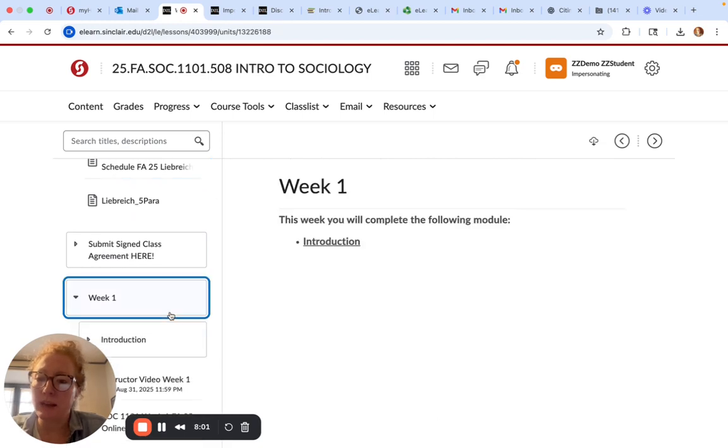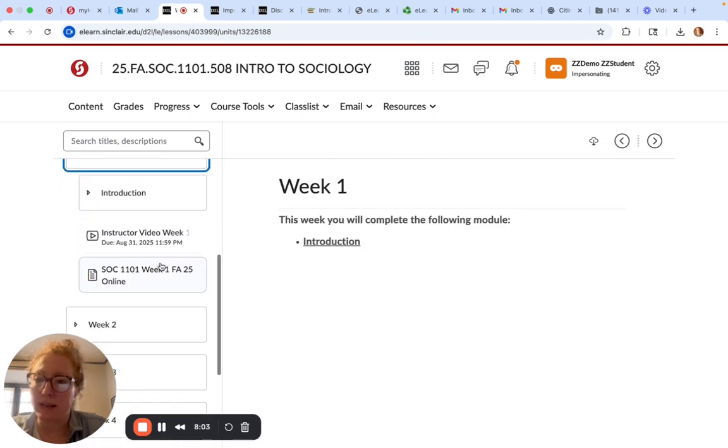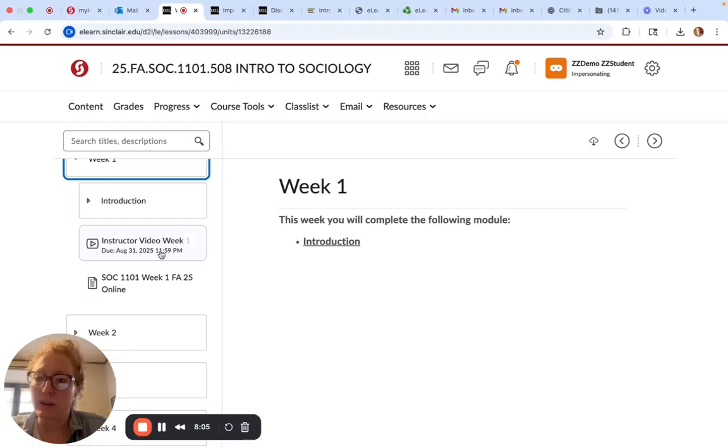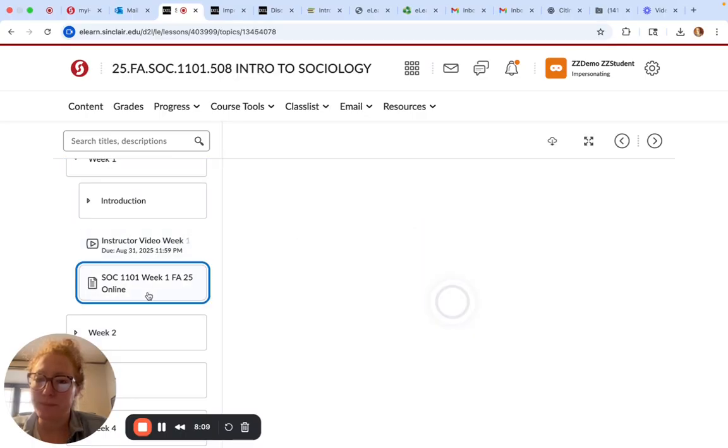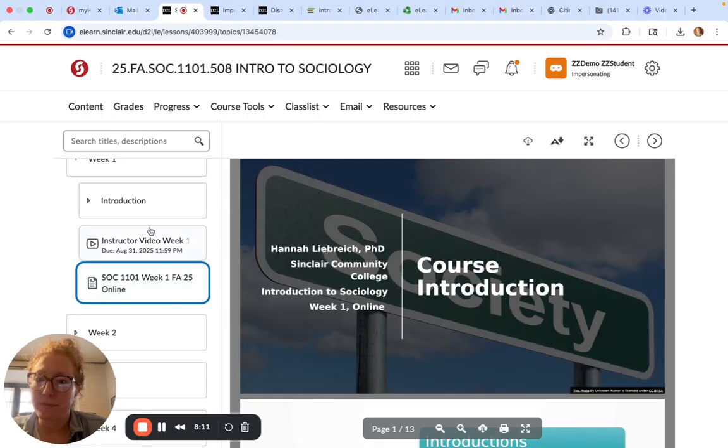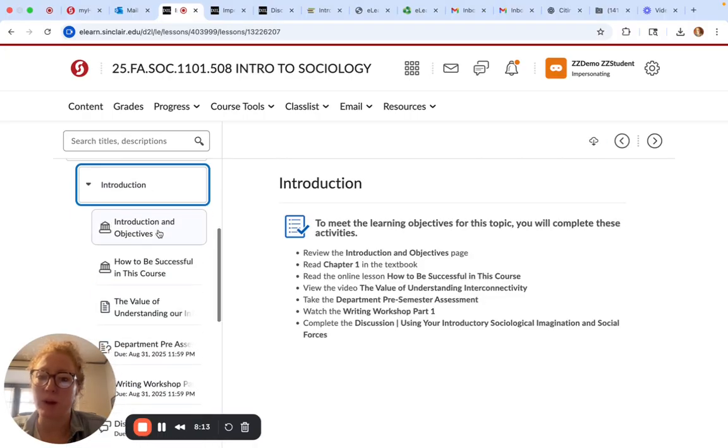And then here is what our weeks look like. And so the instructor video and PowerPoints are in a separate little area. This is a drop down with everything that you need to be successful for that week. So it starts off with a checklist of everything you're supposed to be doing. And typically the assignments are toward the bottom. So you can see here, the discussion is here.